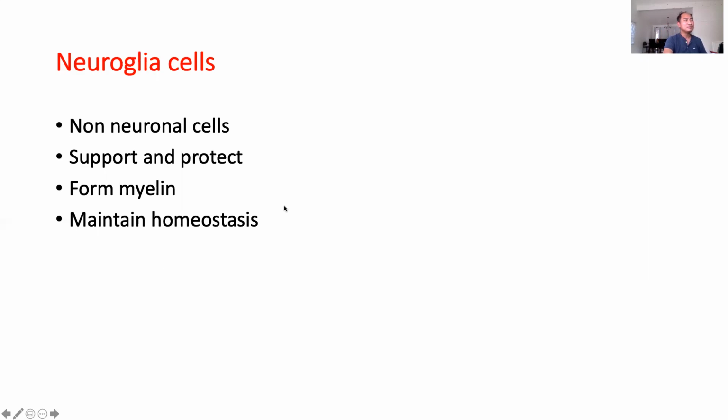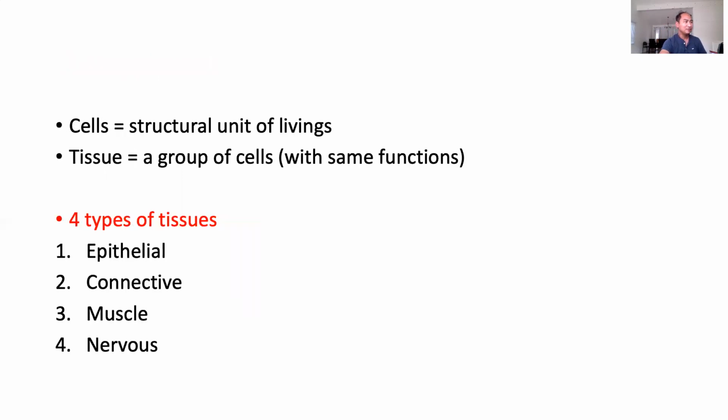So that is all about the lecture today. At the end, please remember the 4 types of tissue in our body: epithelial tissue, connective tissue, muscle tissue, and nervous tissue.